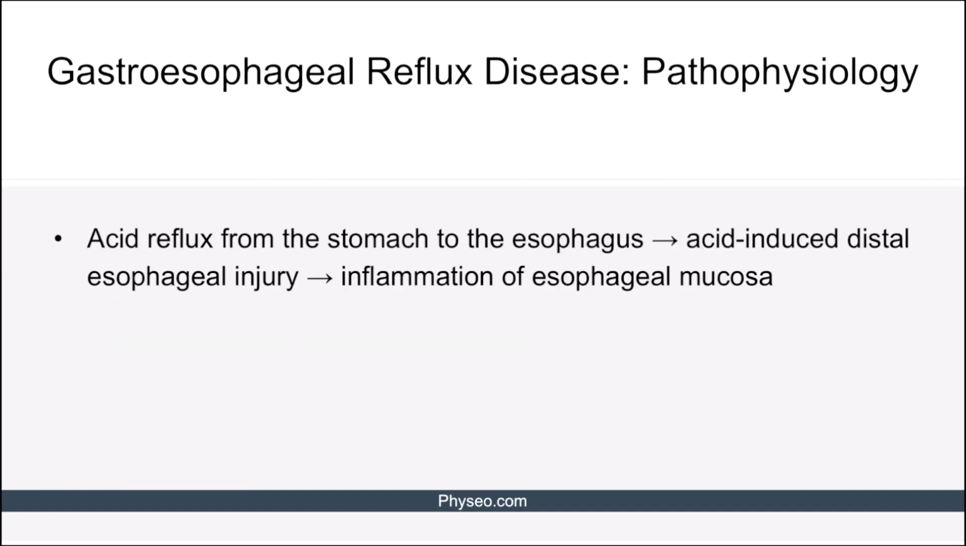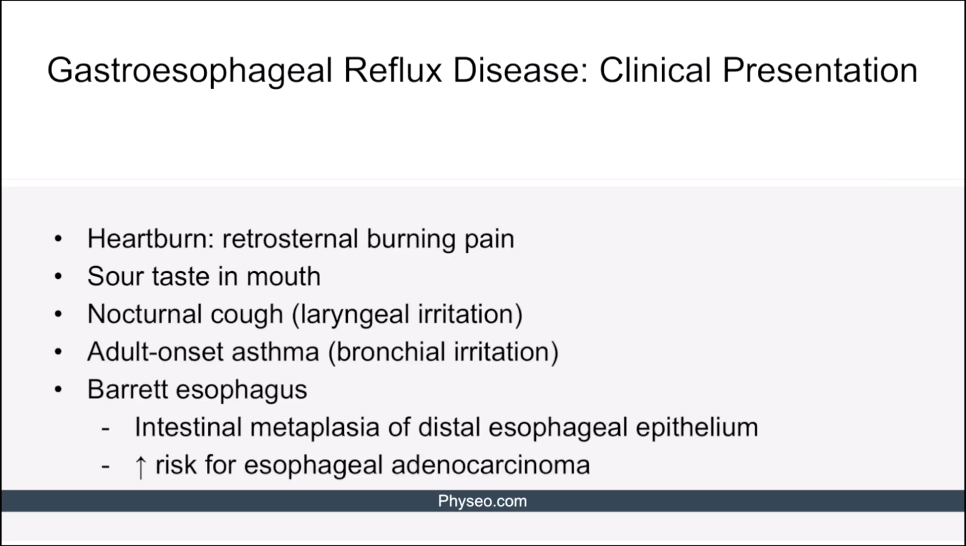Let's talk about pathophysiology of GERD. Acid reflux from the stomach to the esophagus causes acid-induced distal esophageal injury. This in turn causes inflammation of esophageal mucosa and the classic symptoms that we will discuss in the next slide. The classic symptom of GERD is heartburn. Heartburn is the retrosternal burning pain due to acid reflux in the esophagus.